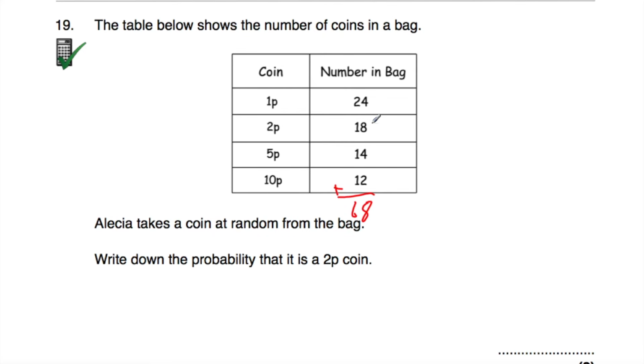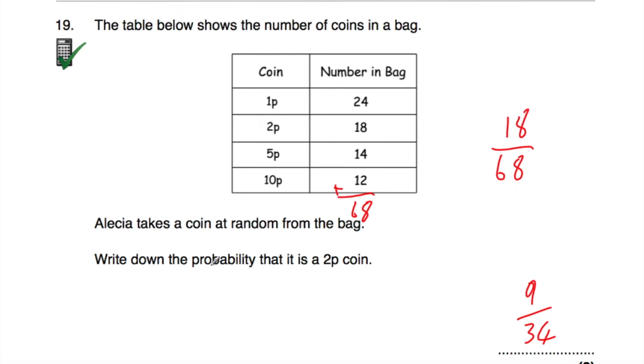There's 18 2p coins in that bag. So the probability of getting a 2p coin would be 18 68ths, because 18 out of the 68 coins are 2p coins. And then we can cancel that down, and actually it's a calculator question, so if we just type in 18 68ths, that's equal to 9 34ths. And that's it. Actually, just half in both of those.